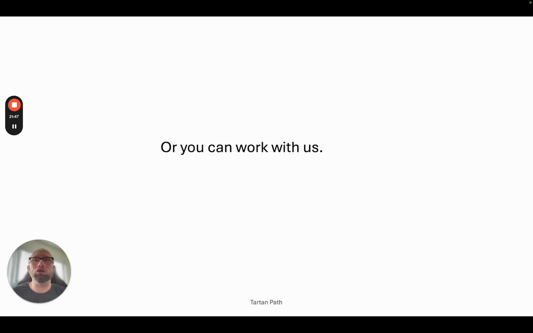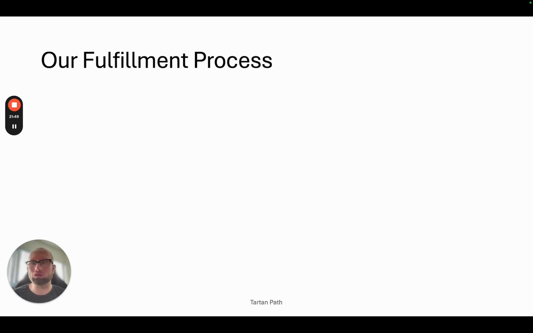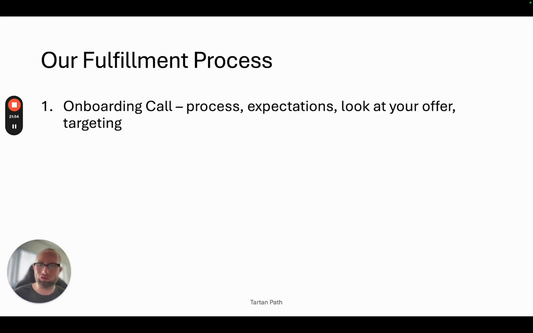And if you don't want to do that, or you don't want to go through that, you can work with us. And our fulfillment process looks a little bit like this. Number one, we have an onboarding call and an onboarding process to make sure that our expectations are aligned and that we know exactly who you're targeting and exactly the clientele you're looking for. We look at your offer and we help you get to the punchline of great offers for us to essentially do the email marketing for you.